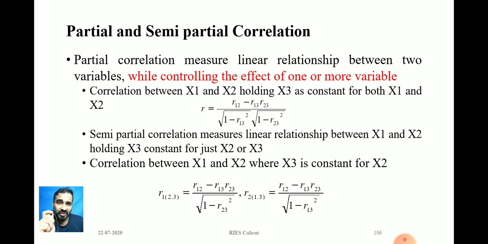In partial correlation, there are two variables x1 and x2, and one more variable x3, and this x3 is kept constant for both x1 and x2. Whereas if we keep it constant differently for x1 and x2, then it is known as semi-partial correlation. It's not that important.